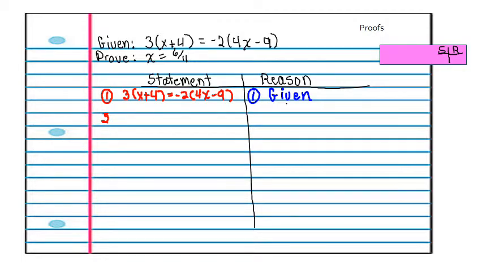Now I'm going to make my second statement, and when you make a statement, it's a resultant of what you had done. You don't show the work in this, you just show what the result of the work was. So we have 3x plus 12 equals the negative 8x plus the 18. And then we're going to give the reason why we were able to do that. And all great geometry students said the distributive property.